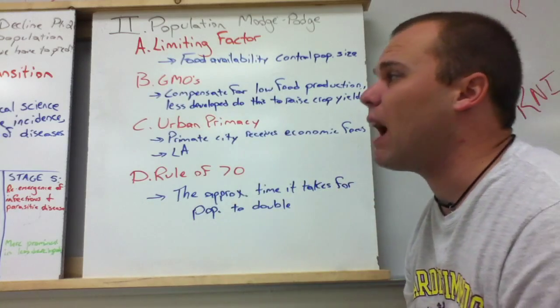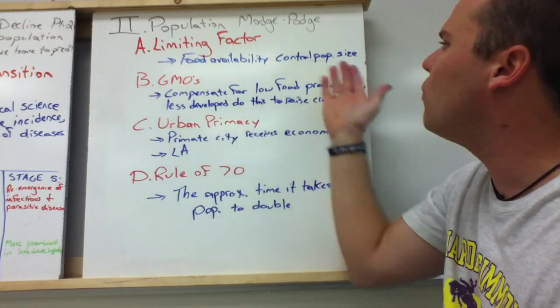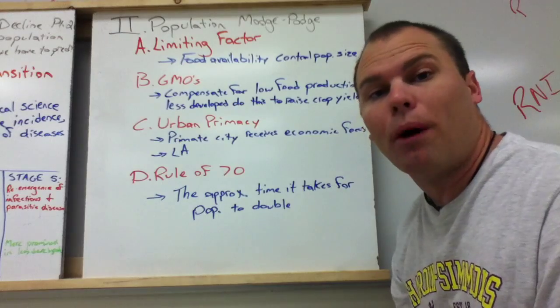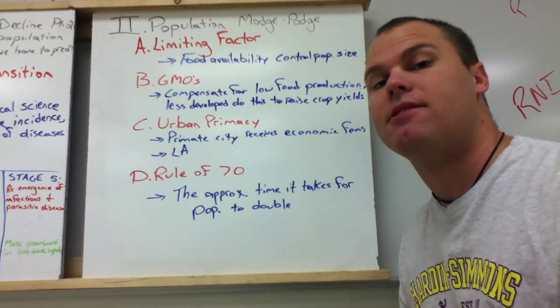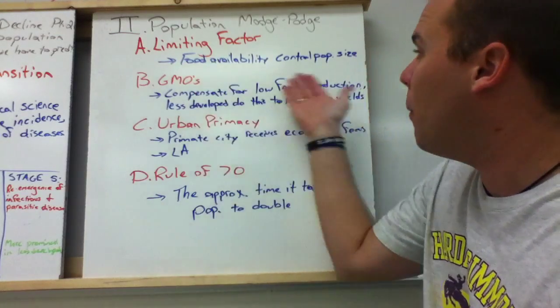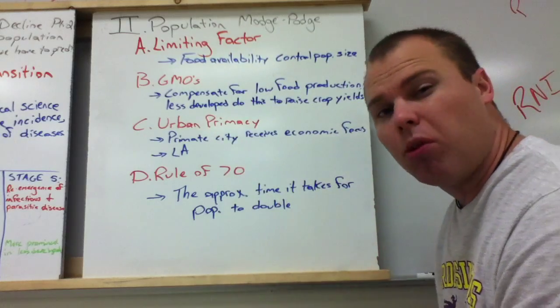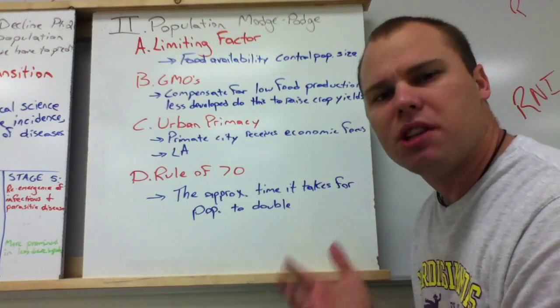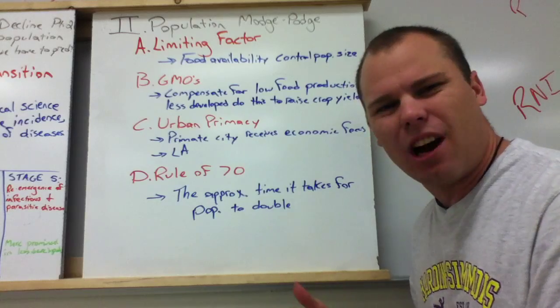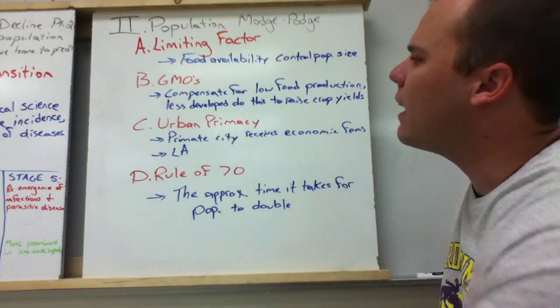First is the limiting factor. The limiting factor goes with the food availability to control population size. Limiting factors basically say the population is limited based on how much food is available for that population. It kind of goes in with Thomas Malthus's theory, but it is not correlated, but it is kind of similar.